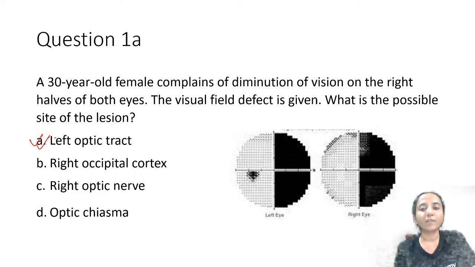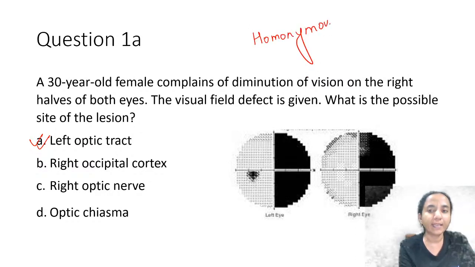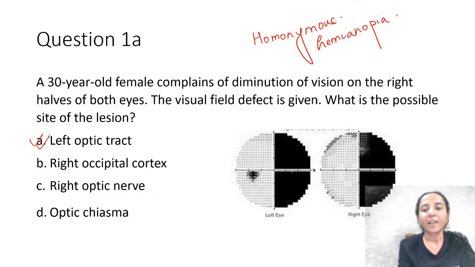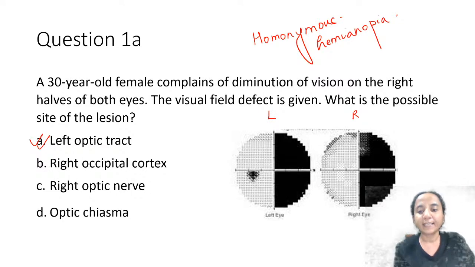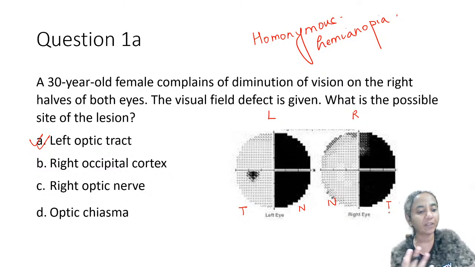So what is the diagnosis from this image? This is a homonymous hemianopia, right? Now, why are we calling this a homonymous hemianopia? Because, see, this is the field of the right side and this is the field of the left side. This is the nasal part of the left eye, temporal part of the left eye, nasal part of the right eye, temporal part of the right eye. So the nasal field of the left eye and the temporal field of the right eye are affected. So this is called a homonymous hemianopia.